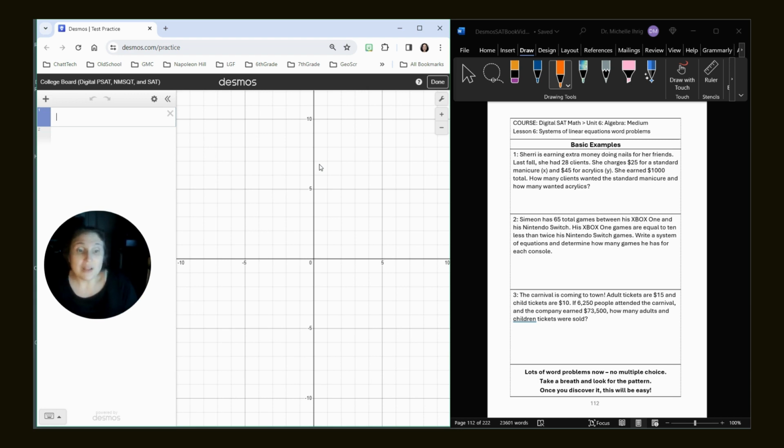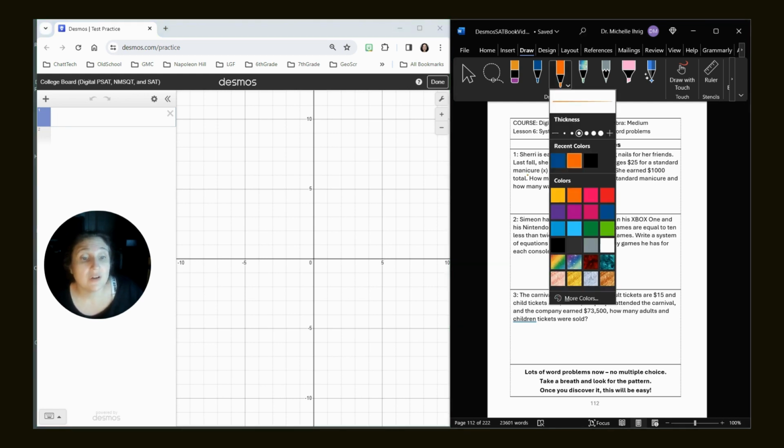Let's look at question number 1. Sherry is earning extra money doing nails for her friends. Last fall, she had 28 clients. She charges $25 for a standard manicure and $45 for acrylics. She earned $1,000 total. How many clients wanted the standard manicure and how many wanted acrylics?